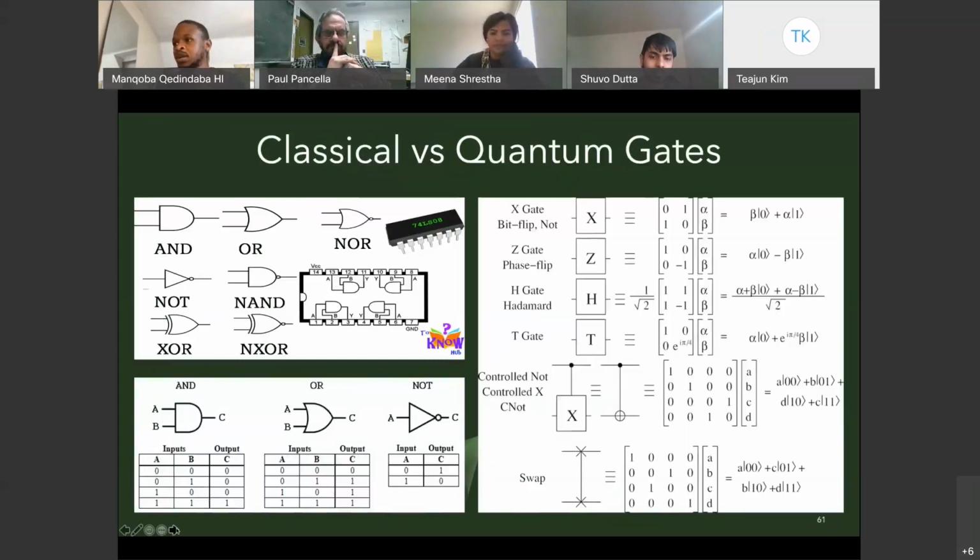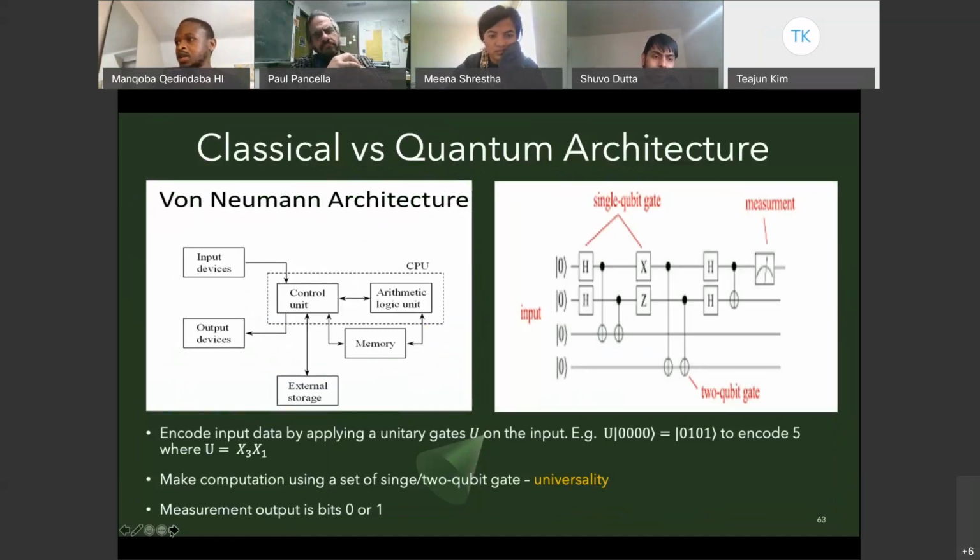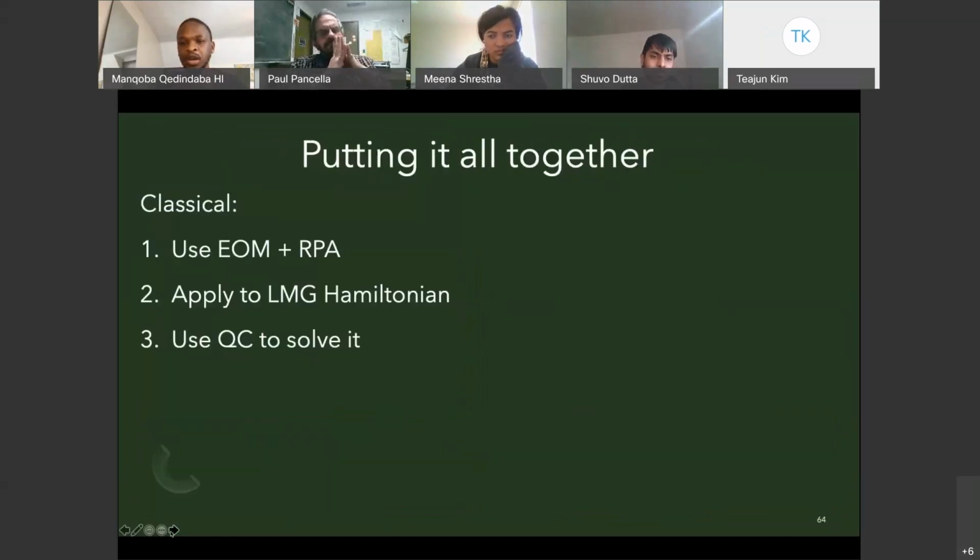So basically, there's a way we manipulate these qubits, and we have a different architecture for that. And so putting everything together, we use equation of motion and RPA as a framework for our many-body physics. And we apply that to a particular problem, which is the LMG Hamiltonian, and we can solve it using a quantum computer. If you can lend me 2 minutes, I want to show you tentative results of what we ended up getting. Is that okay?